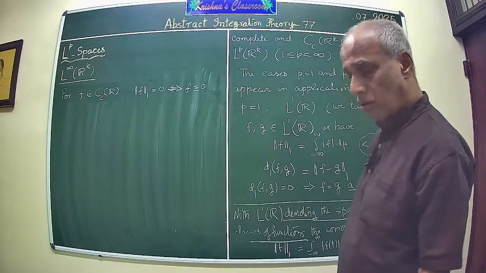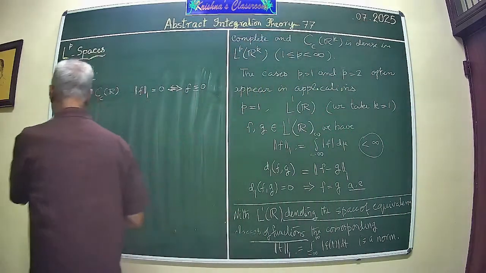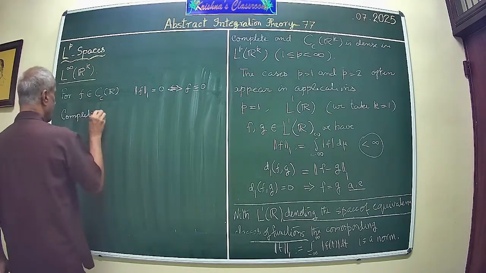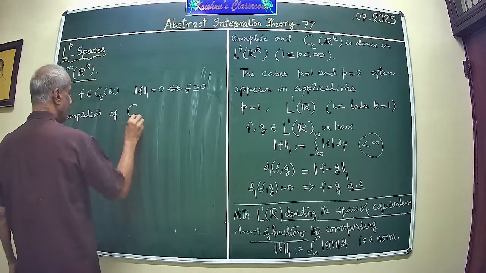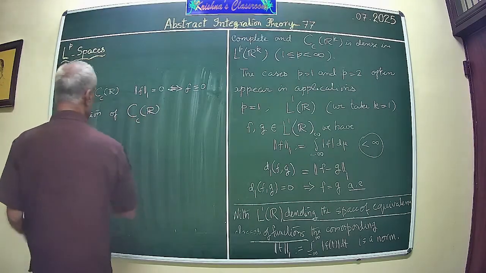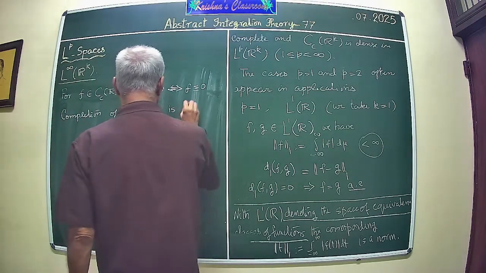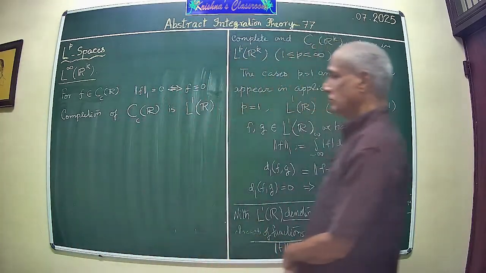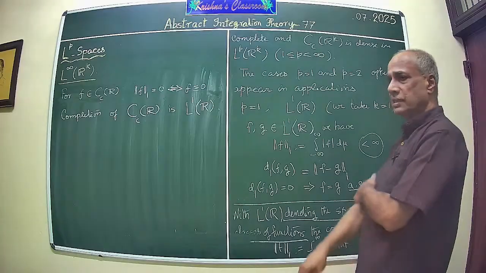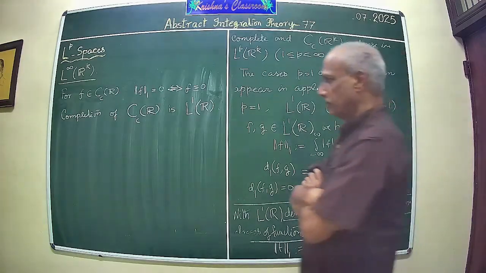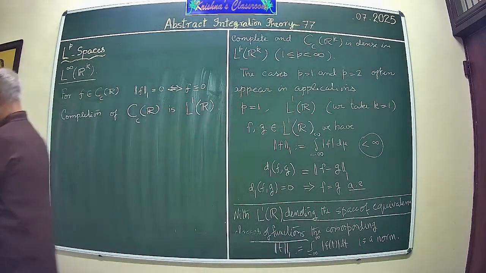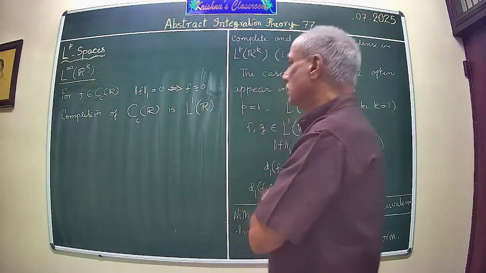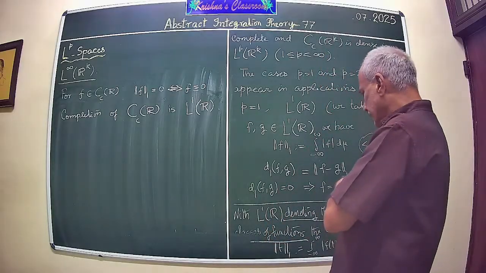Now, what we then obtain is this completion of this. So, in this case, completion of CCR is L1. So, that's the result that you have. Now, you see, similar situation arises in L2.